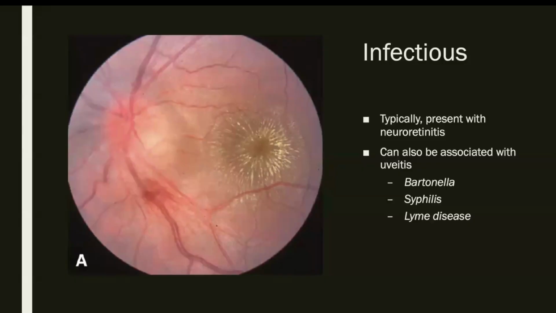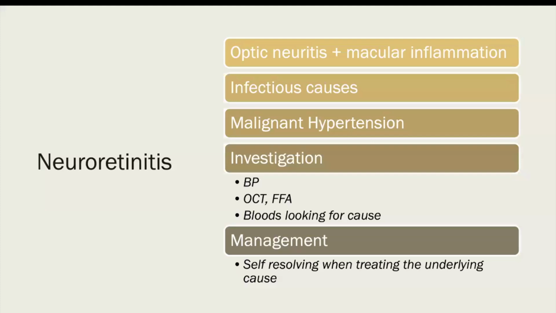So when you're thinking about infectious causes of optic neuritis, these typically present with a neuroretinitis, and they also typically present with a uveitis. So if you go to the infectious uveitis talk that I've given, you'll come across Bartonella, syphilis, Lyme disease, and these are essentially patients that are presenting with an optic neuritis and macular inflammation, and that's where you get this typical picture of a macular star. Now, I wanted to talk about neuroretinitis in that it's, like I said, a combination of your optic neuritis with a macular inflammation, and most typically you get lots of infectious causes as the reason that this happens.